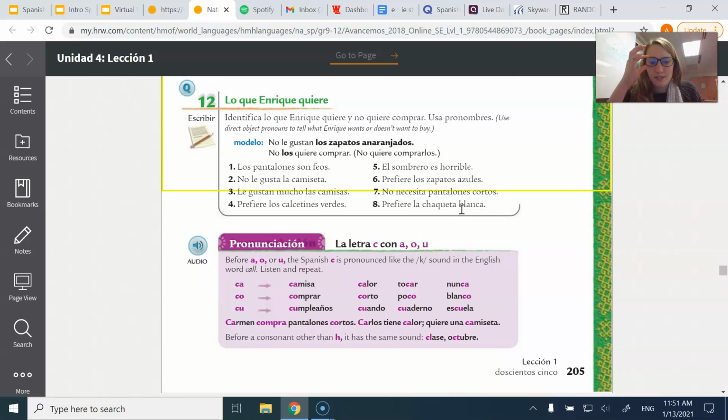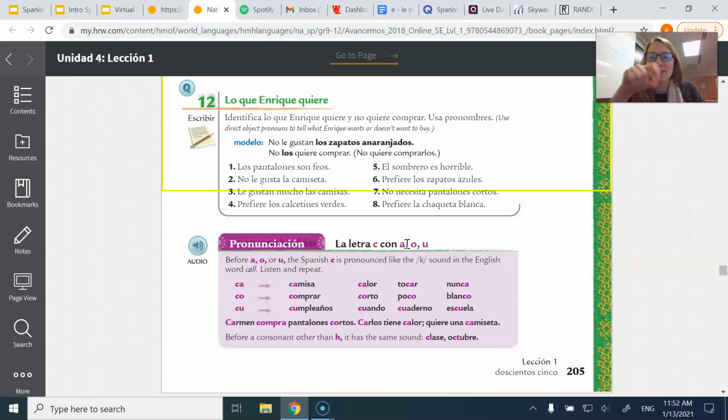Finally, last thing, guys, is a little pronunciation tip. For some reason, I always have trouble pronouncing the word pronunciation or pronounce. It's ironic, no? Before an A, O, or U, the Spanish C is pronounced like a K sound in the English language, like the word call. So you probably have noticed this: camisa, comprar, cumpleaños. Same thing as if it's before consonants other than H, like clase, octubre. Now, if a C comes before an E or an I, which we're missing here, it actually sounds like an S. An S.